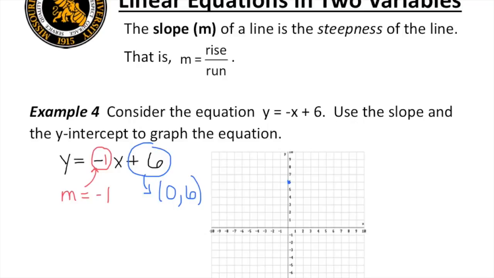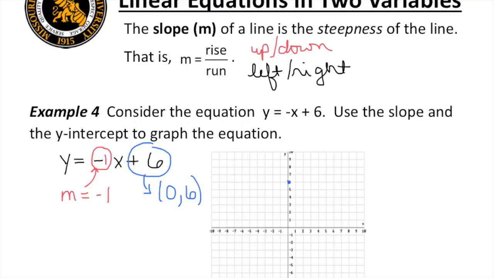Now, in order to identify at least one additional point so that we can draw our line, we need to use our slope. Our slope is indicated by m. If we can write our slope as a fraction, then we can determine a second point by starting at our y-intercept in this case, and then moving up or down, depending on the sign of the numerator, and then moving left or right, as indicated by the denominator.